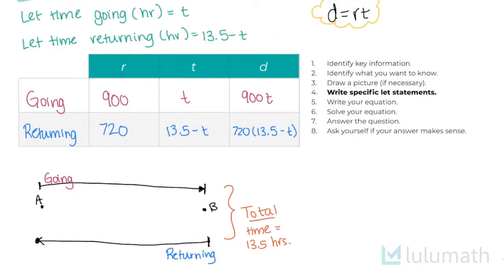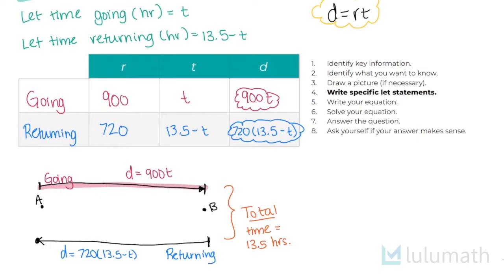So we know going that our distance is going to be equal to 900T. We have that right here. And we know that returning, our distance is going to be equal to this 720 multiplied by the quantity 13.5 minus T. And because the airplane is going from city A to city B on the way, and then going from city B to city A on the way back, we know that the distances are equal to each other. So we can say that this 900T that we see here, and that we also see here, will be equal to this distance that we see here, or the one that we have written here. I always forget to get to this point where we say we want to write our equation.